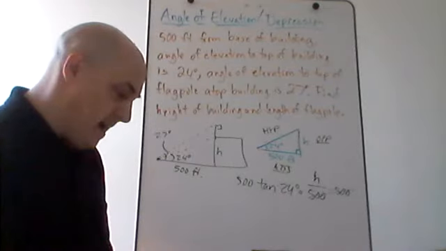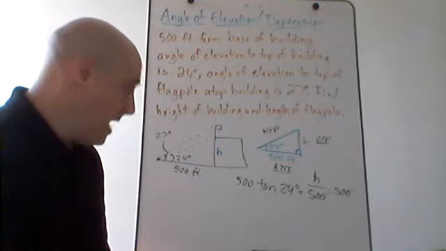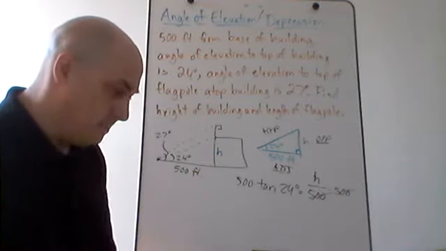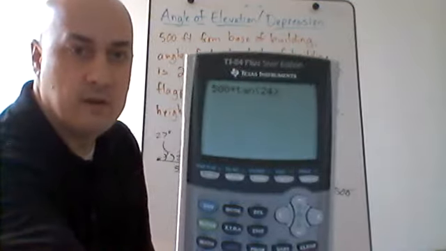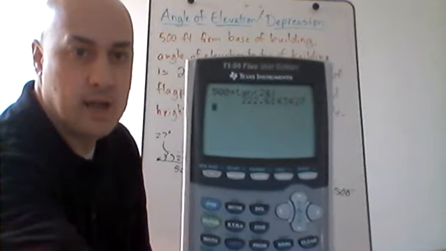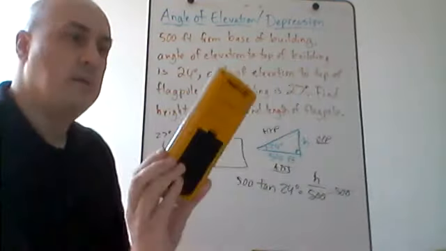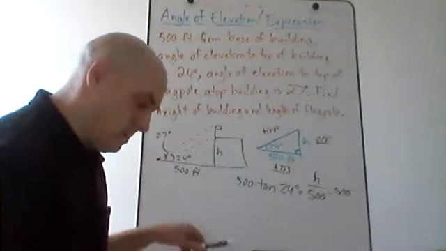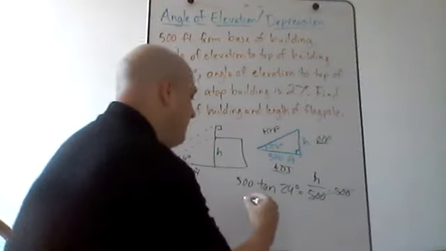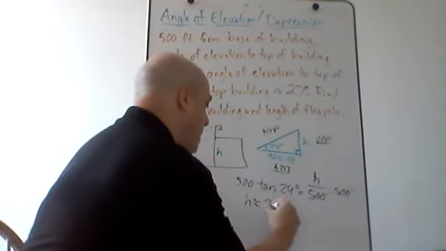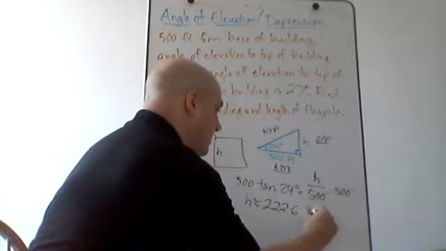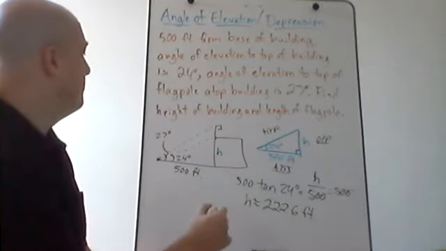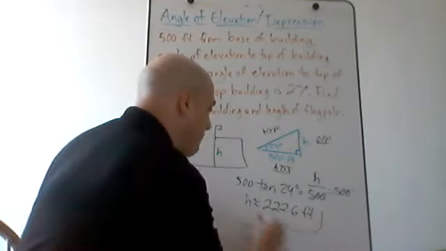And I just type in 500 times tangent of 24. All right, so I do 500 times tangent 24. I hit enter, and I get 222 point something, 222.6. So the height of my building is approximately 222.6 feet. Right? It is feet. Yes, we were 500 feet from the building.